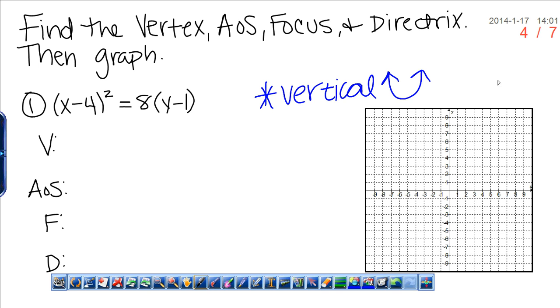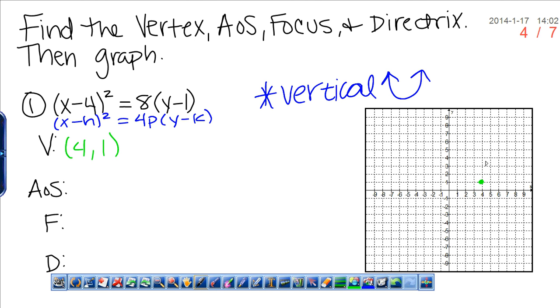It might help you to write out the general form of our vertical parabola, which is x minus h squared equals 4p times y minus k, just as you're getting used to the pattern. Our vertex is always h, comma, k. So what would our vertex be? 4, comma, 1. Everyone okay with that? So I'm going to plot 4, 1 for my vertex.